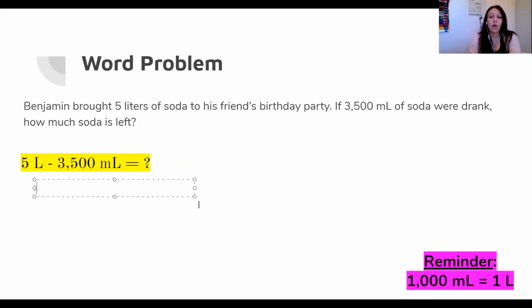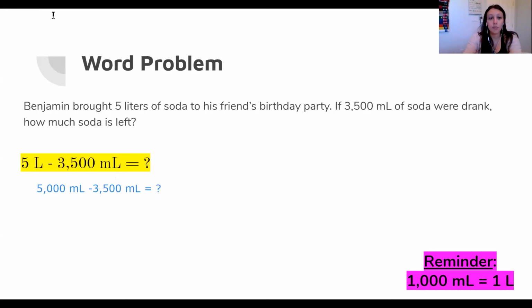So we have 5 liters. We want to put all this in milliliters, right? Because milliliters is our smaller factor. We can always convert up to liters. So 5 liters is going to be the same as 5,000 milliliters because 1,000 milliliters is 1 liter. So we're going to put minus 3,500 milliliters equals question mark.